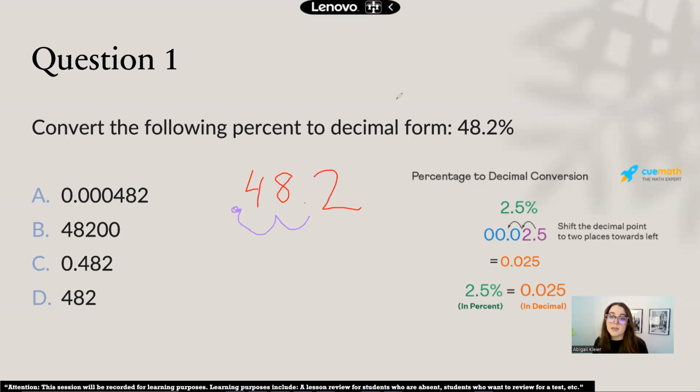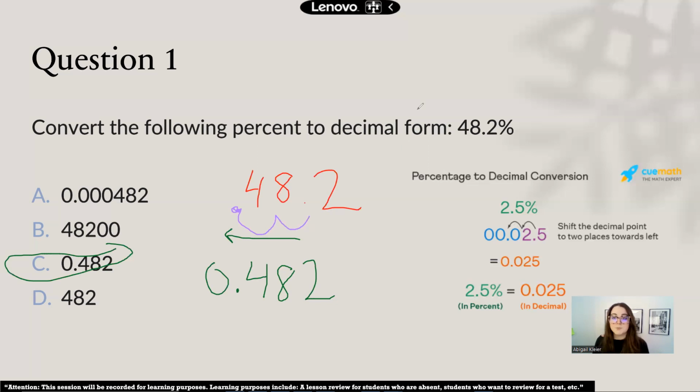If you ever have any blanks, then you would replace it with a 0. But in this case, we did not have any blanks. That decimal point moved 2 spaces over, and that means that our new decimal is 0.482. So that is how you convert between percent and decimal.